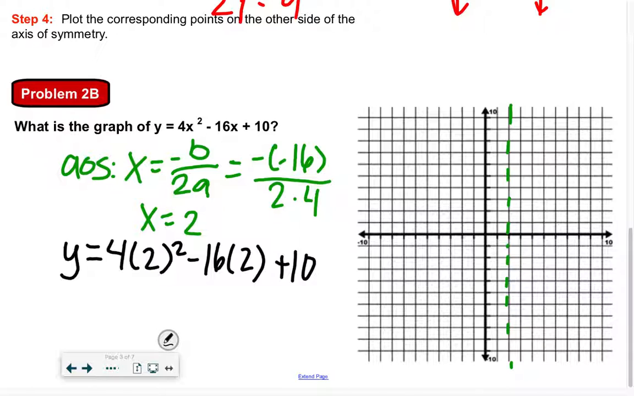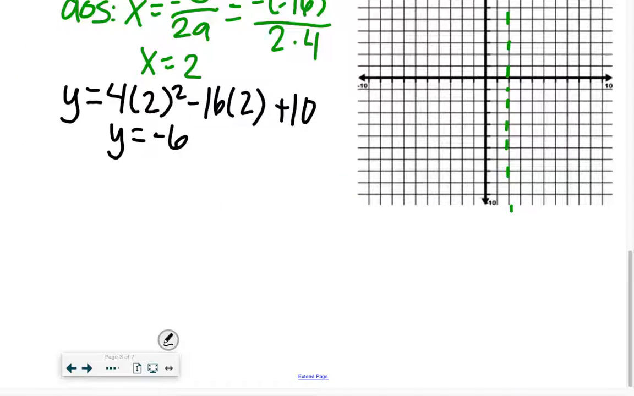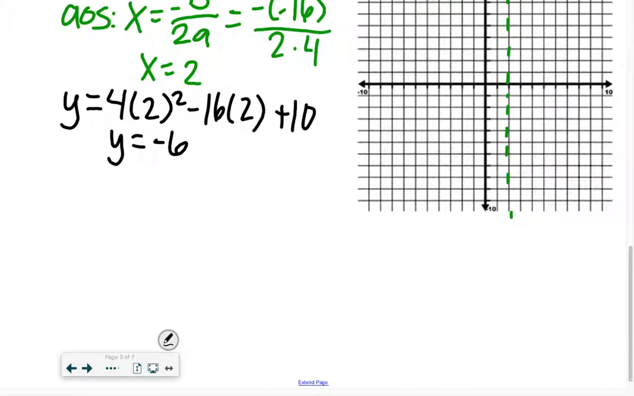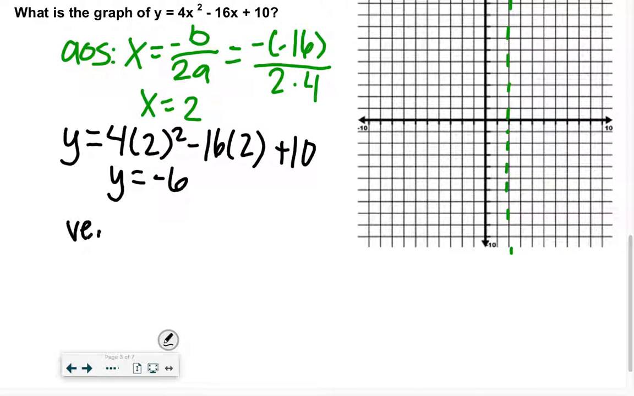I know we can all do math and use calculators. Y is negative 6. So what, remind me, what is that? X is 2, y is negative 6. What does that give me? Perfect, my vertex. So my vertex is the point 2, negative 6. And then go ahead and plot it.